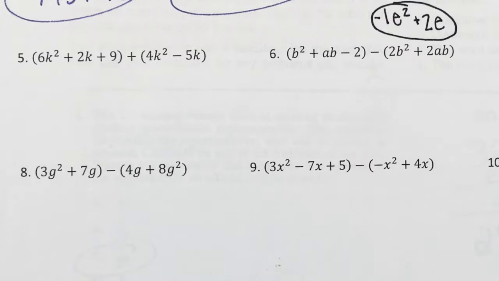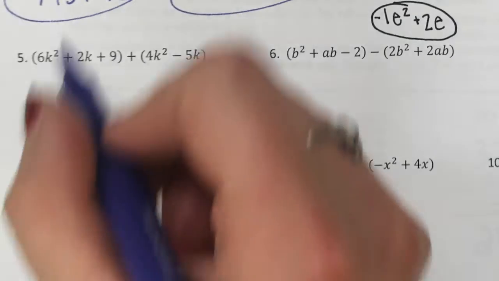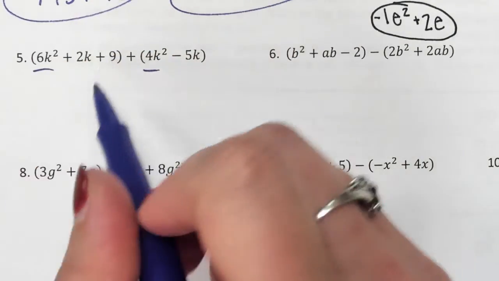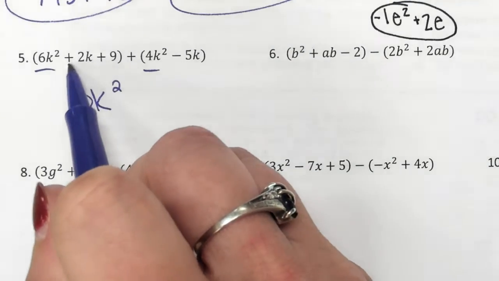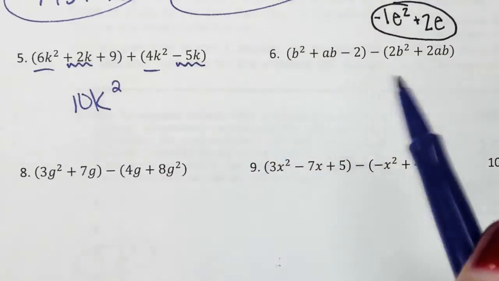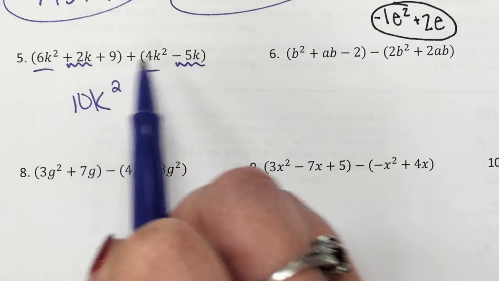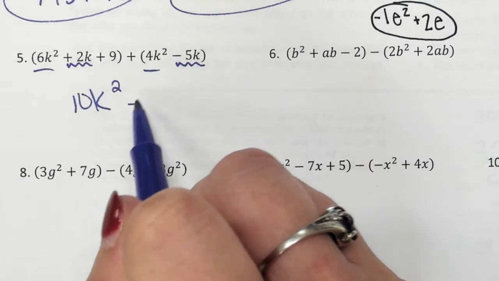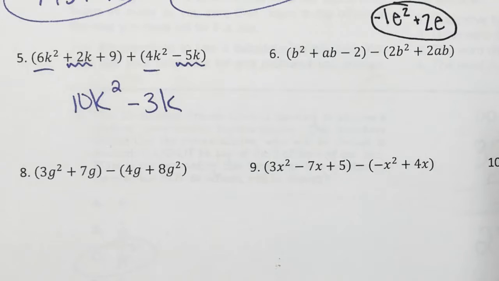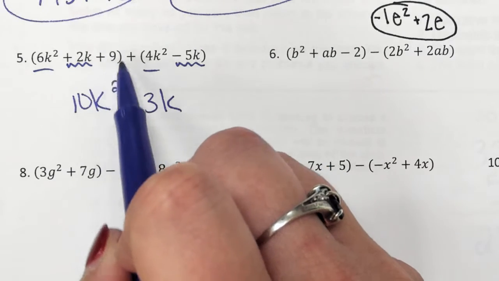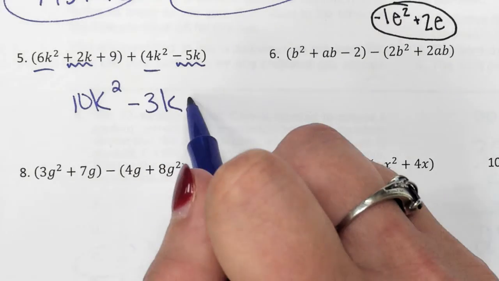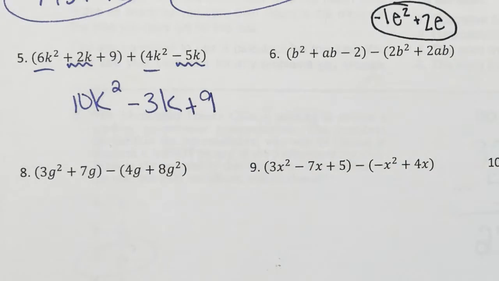What kind of terms are we going to add on number 5? 6k squared and 4k squared, right? Which gives you how much? 10k squared. All right, what else? 2k and negative 5k, right? So I have 2k plus negative 5k is? Negative 3k. There you go. And then what do I do with this? Plus 9. You just drop it down, right?